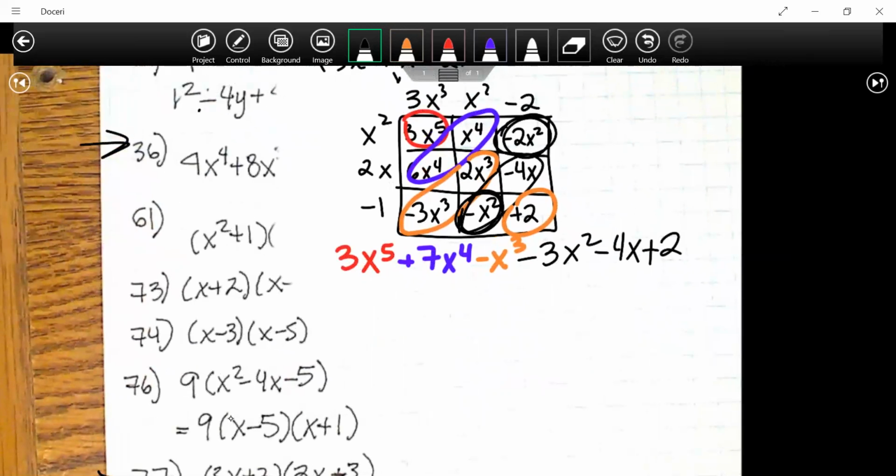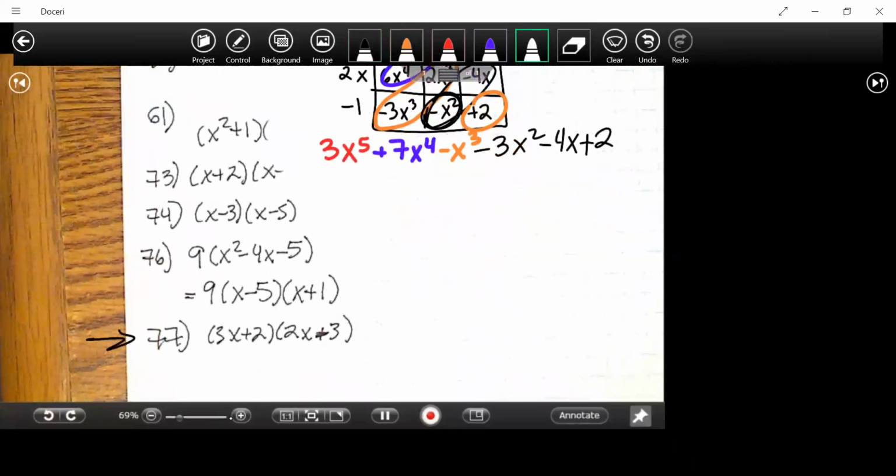So definitely 36 was wrong on my paper. I don't even know what that was. That was a horrible answer. It's all right. You're catching me. We're doing it.